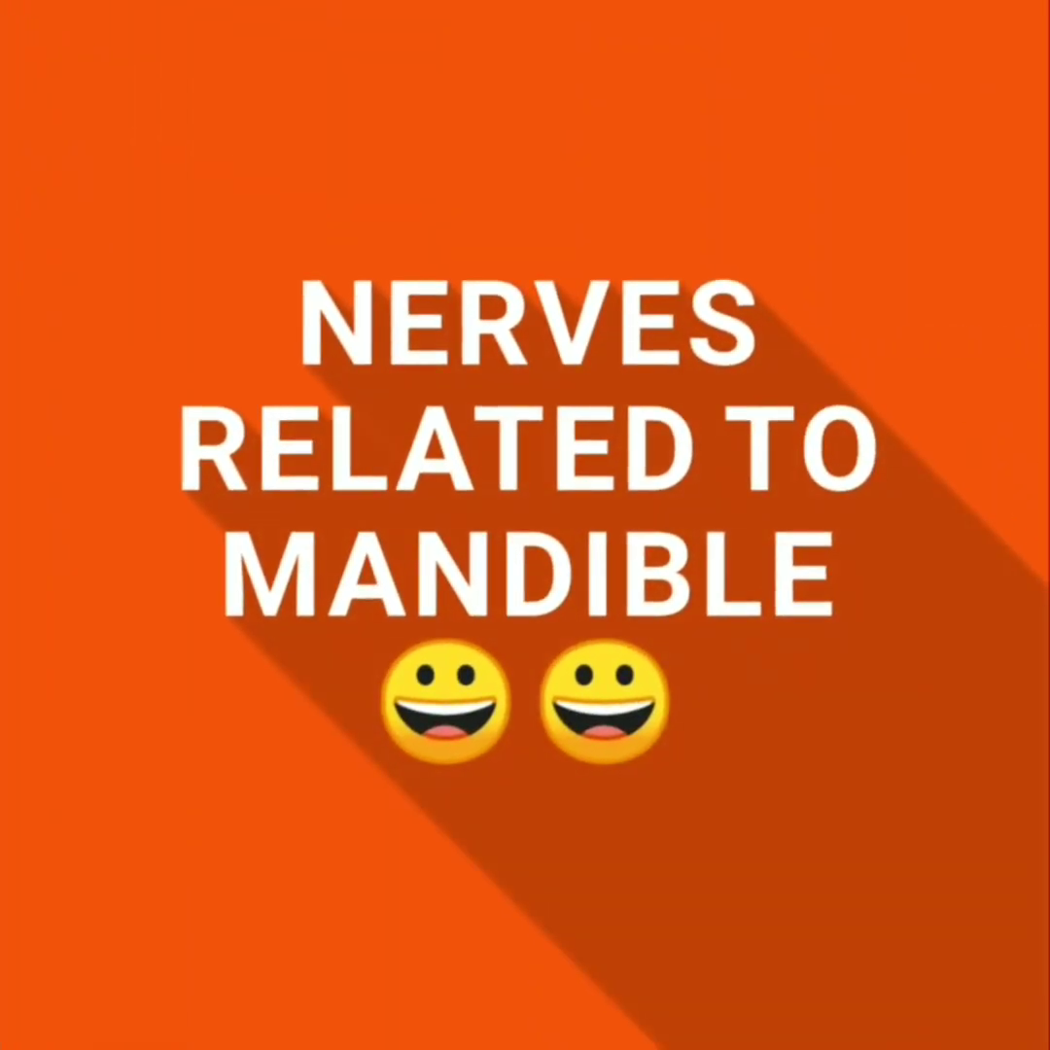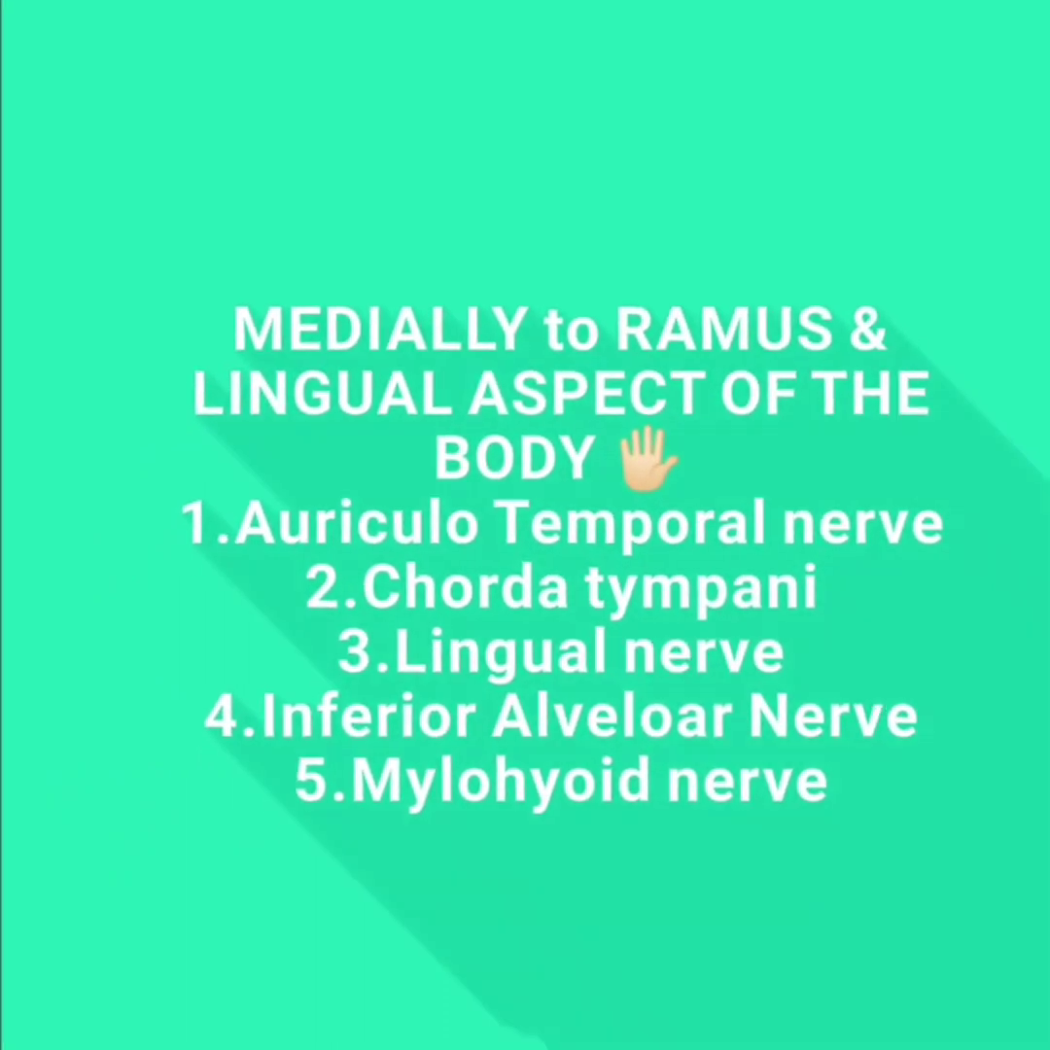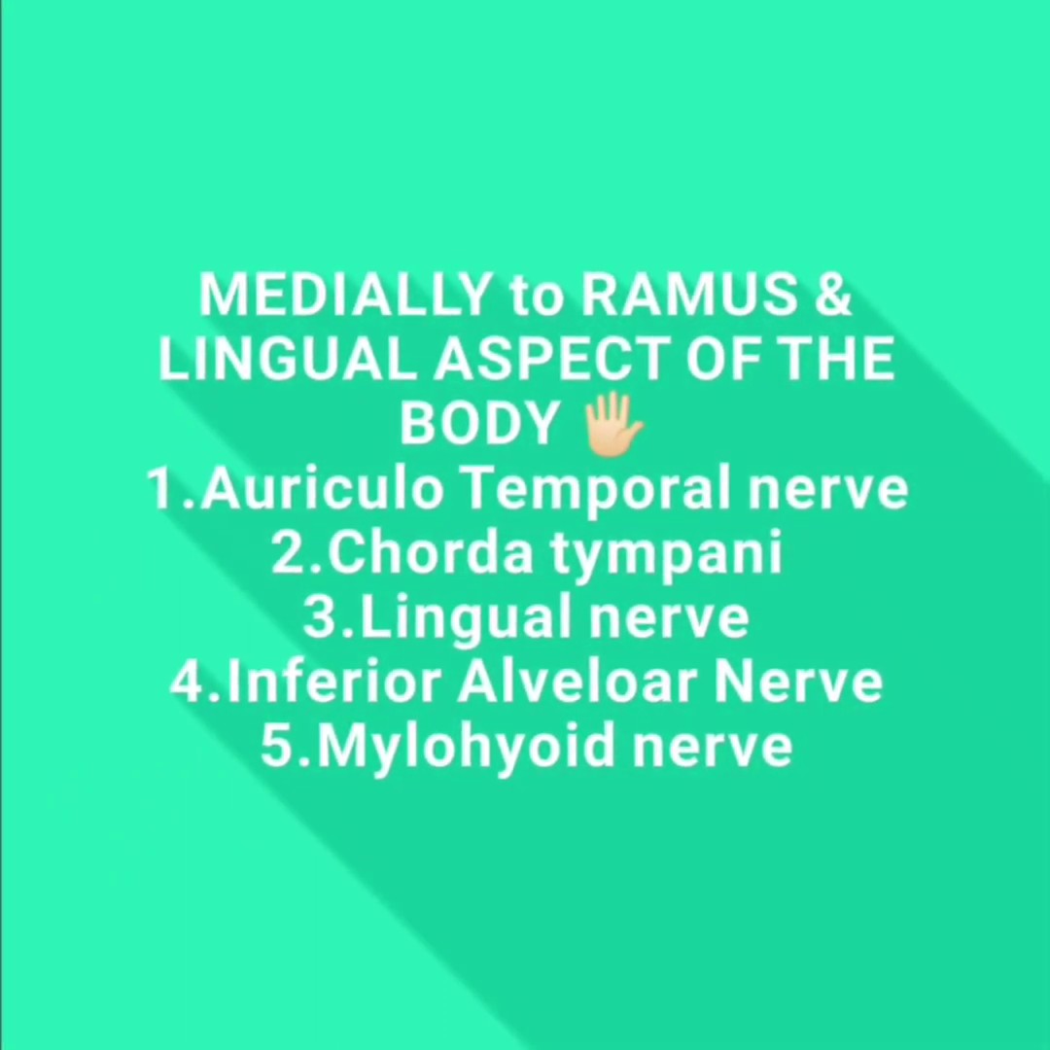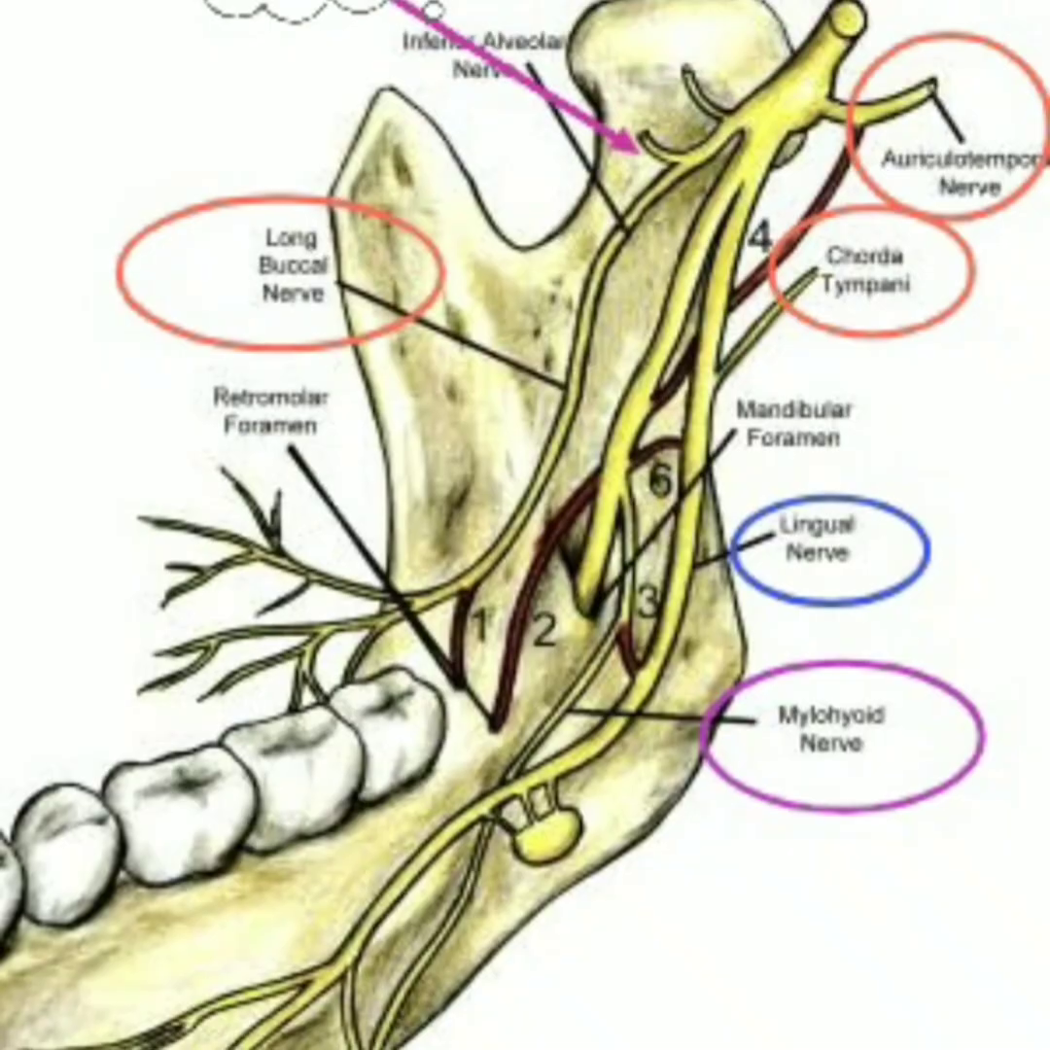It is important to know the nerves related to the mandible. Auriculotemporal is related to the condylar neck medially, chorda tympani still medial to the auriculotemporal, lingual nerve near the roots of the third molar, inferior alveolar passing through mandibular foramen, and mylohyoid passing through the mylohyoid groove.